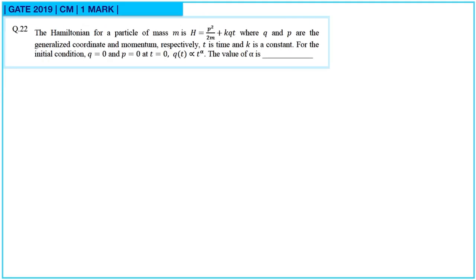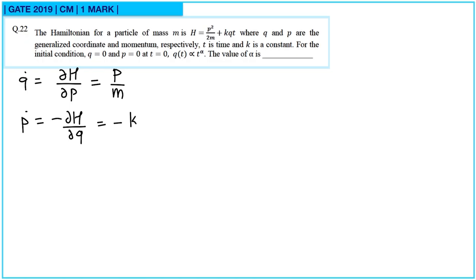The Hamiltonian for a particle of mass m is H is equal to p square by twice m plus k q t, where q and p are the generalized coordinate and momentum respectively. t is time and k is a constant. For the initial condition, q is equal to 0, p is equal to 0, at t is equal to 0, q of t is proportional to t raised to alpha, the value of alpha is. Let's calculate q dot and p dot. So q dot is equal to ∂H/∂p, and that will be equal to 2p by 2m, so p by m. And p dot is equal to minus ∂H/∂q, which is equal to minus kt.